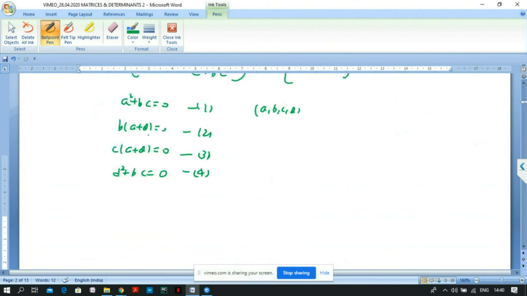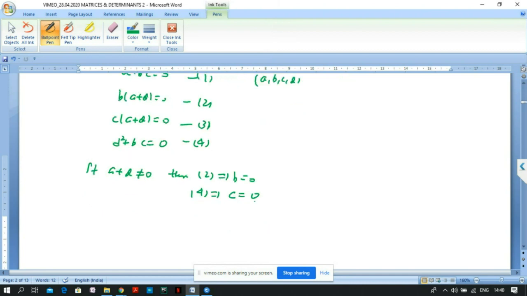So we can continue our work, and let's again focus on a plus d. If a plus d is not 0, then you get 2, and 2 implies b equal to 0. 3 implies c equal to 0, because that's the only way 2 and 3 can hold. So they imply b and c are 0.